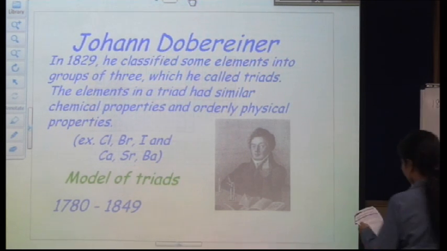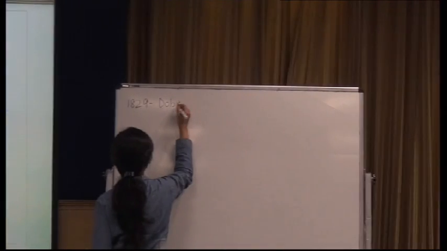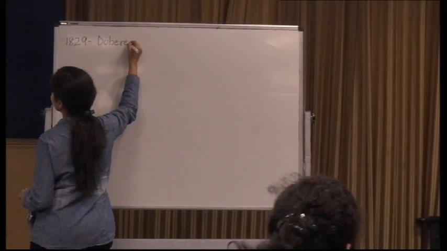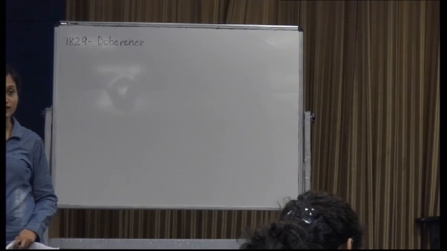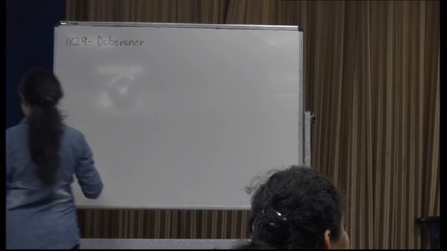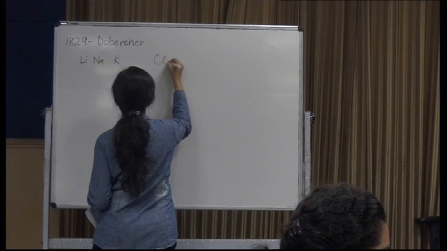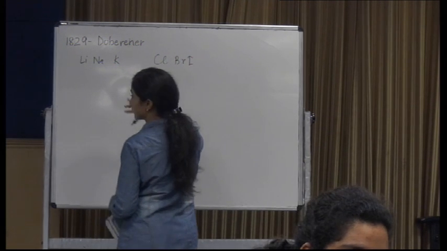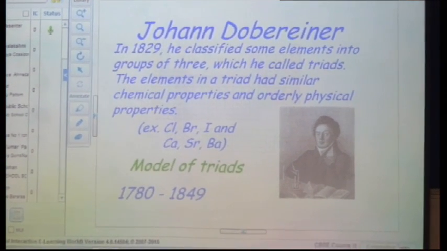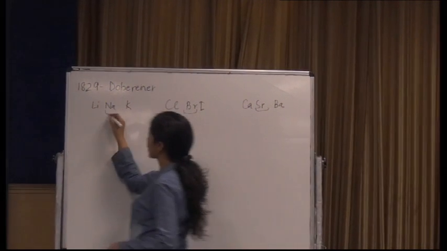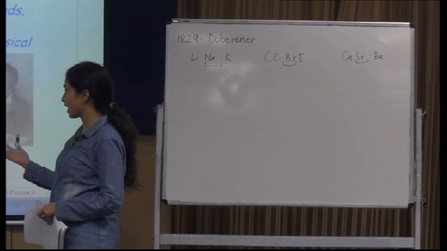Okay? So in 1829, Dobereiner, I'll just check the spelling. In 1829, Dobereiner talked about the triads, and some of the triads were lithium, sodium, potassium. Then he put chlorine, bromine, iodine, which is already mentioned on the slide, and then we have calcium, strontium, barium. These triads, you know, are a group of three, and you have the central atom having the average atomic weight.